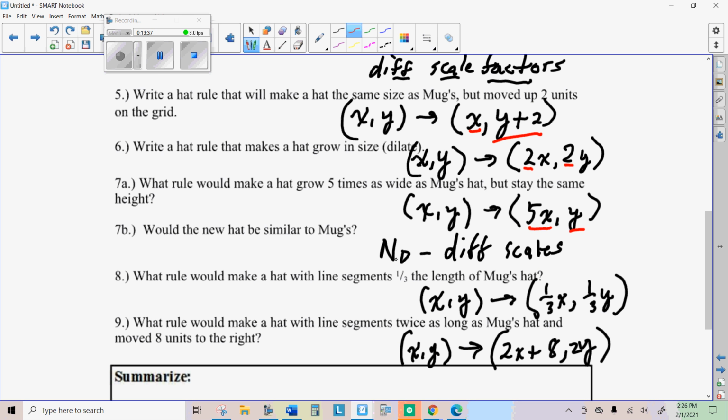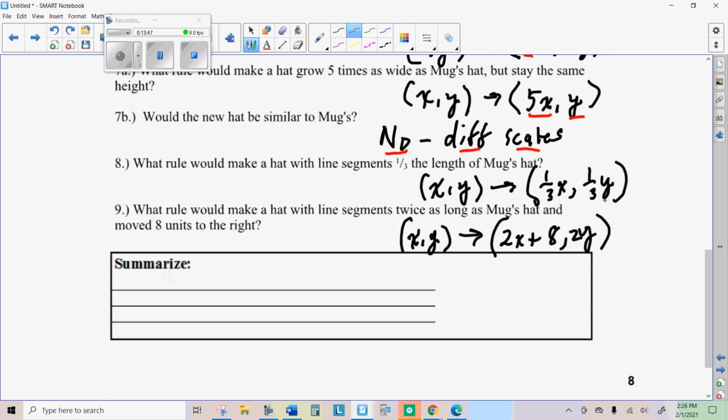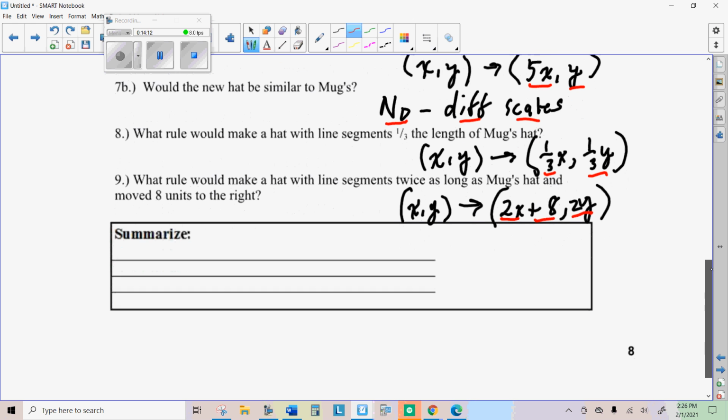Would that hat be similar? No, because you have different scales. You need to have the same scale on both the x and y coordinate for it to be similar. If you want the lengths to be 1/3, you could just multiply by 1/3, or you could divide by 3. Either way works. If you wanted segments to be twice as long as Mug's hat and moved 8 units to the right, twice as long, multiply both x and y by 2. And to move 8 units right, you would add 8 to the x coordinate, not the y coordinate.